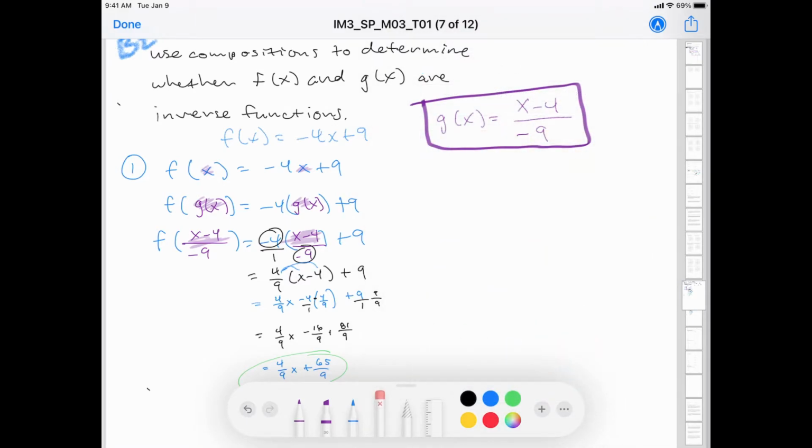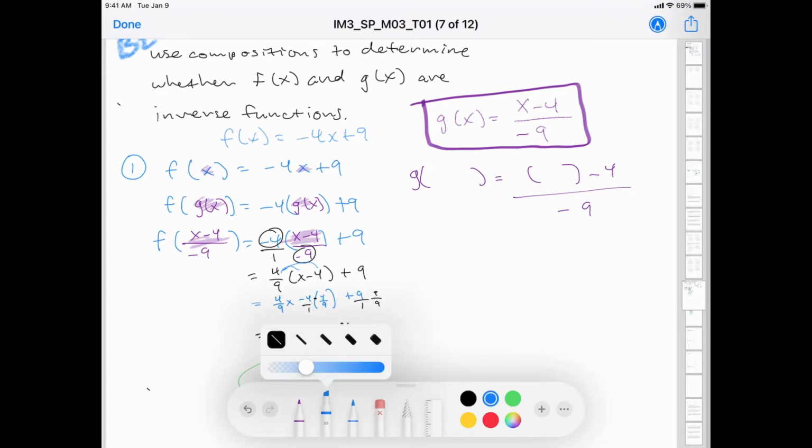So you have g of x minus 4 over negative 9. Is my pen not writing? Let's see, oh, it's on eraser. And what we're doing here now is we're putting this g of x into here. I do it twice.